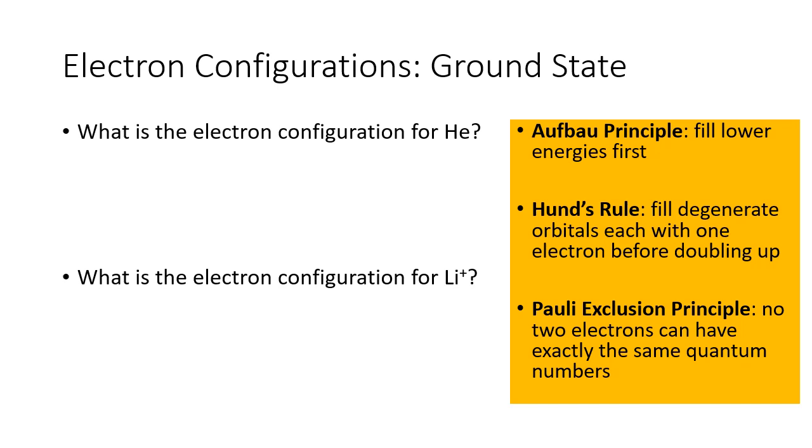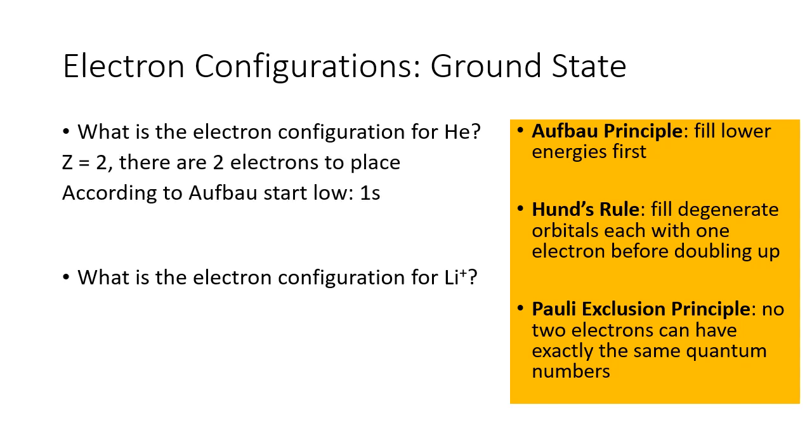We're going to do something stupid easy, helium. So what is the electron configuration for helium? Well, first we need to know how many electrons we have. Z is equal to 2, so there are 2 protons, and we have no charge, ergo there are also 2 electrons. So according to the Aufbau principle, we should start with the lowest energy orbital, which is the 1s orbital.